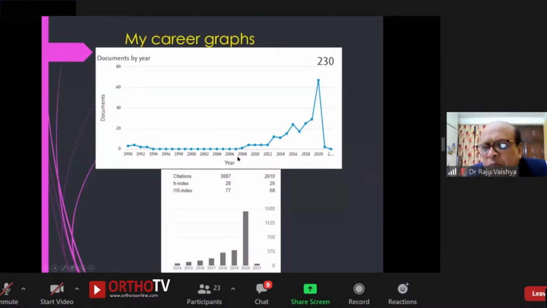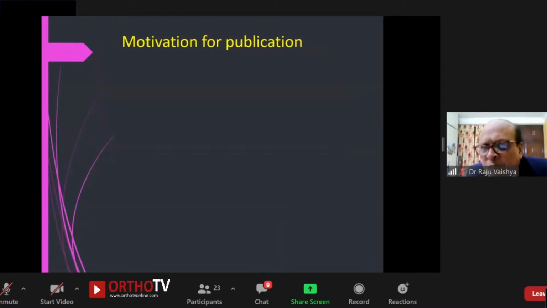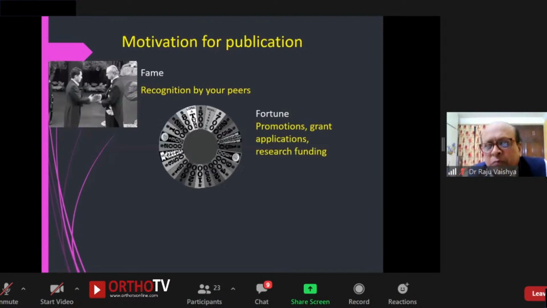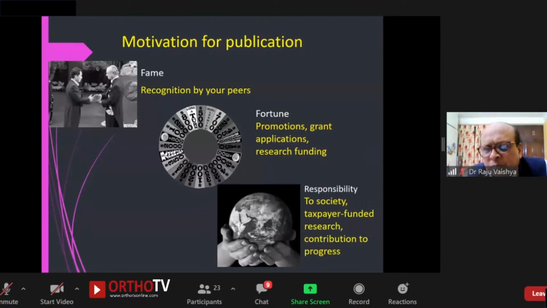And then once you are well established and have a sufficient number of cases and experience, you start to write, and then you achieve a maximum once you are well established in your career. So there are several motivations for publication. It gives you fame, it gives you recognition by your peers. Some people can make a fortune out of their research because of getting promotions, grants, applications, research funding.